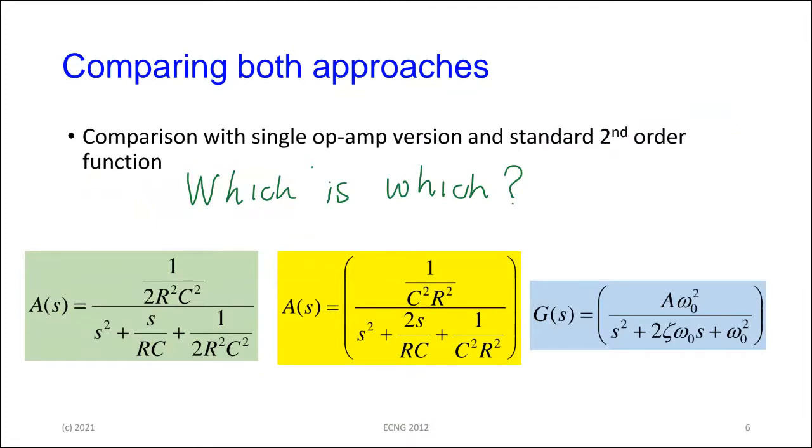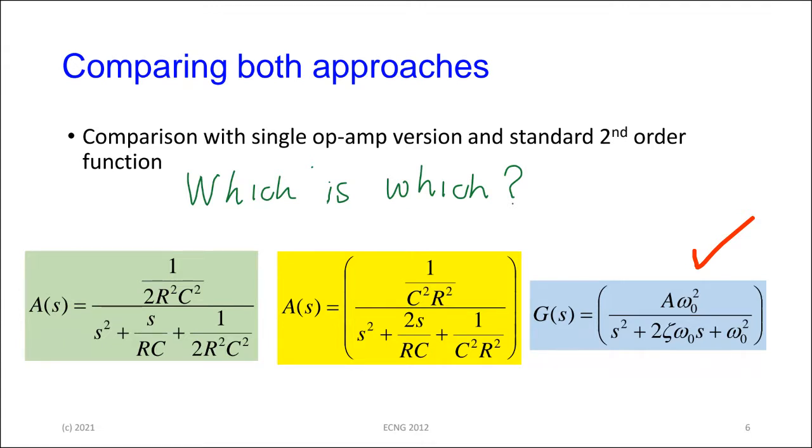And we could compare the two versions that we have. So the standard second order function is this character here. And then I have the two transfer functions here, one in green and one in yellow, right? So one of them is a single op-amp version, and the other one is the one where we just cascaded the two first order sections, all right? Which is which?